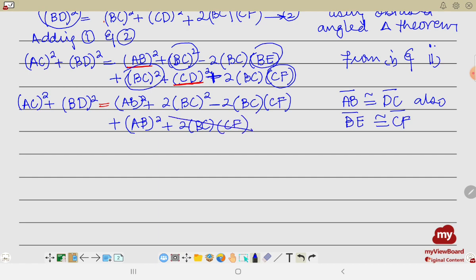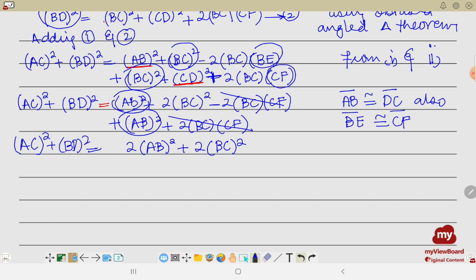So if you see, you can cancel these two terms and you just add up these two terms. So 2 times of AB square plus 2 times of BC square, right? And for proving it as it is according to the question, you can take 2 as common. Yes. So this implies that AC whole square plus BD whole square is equal to 2 times of AB whole square plus BC whole square. So it is proved.